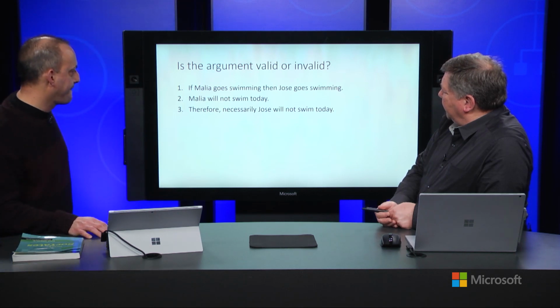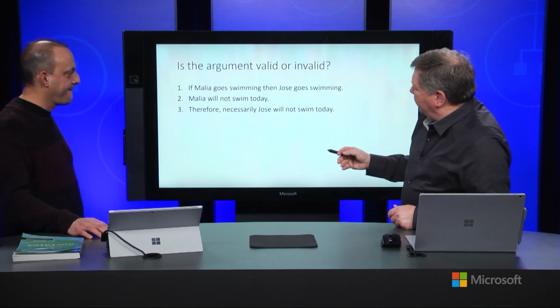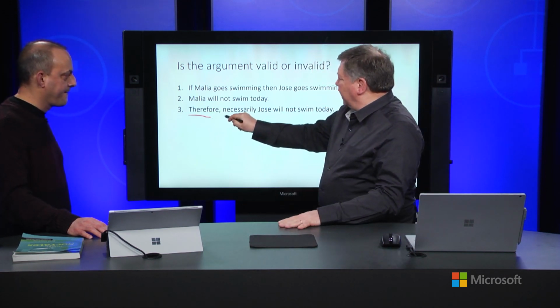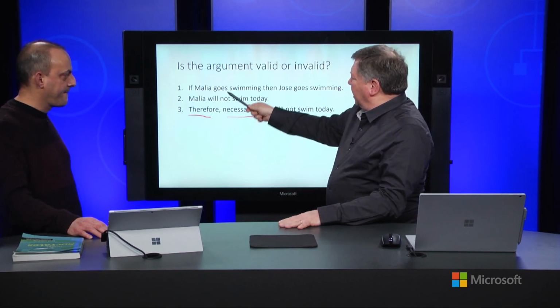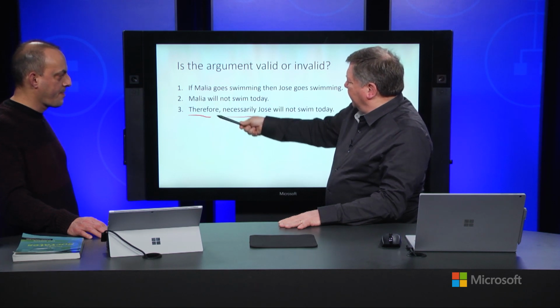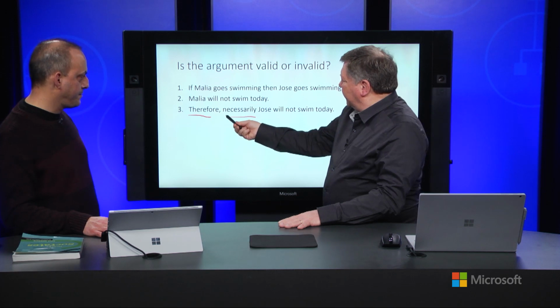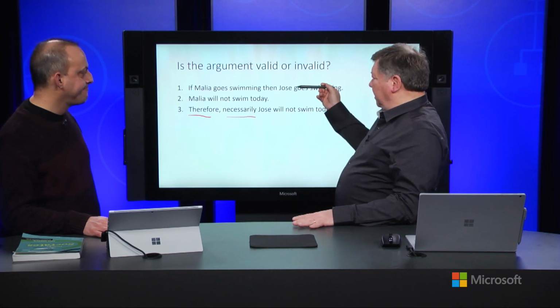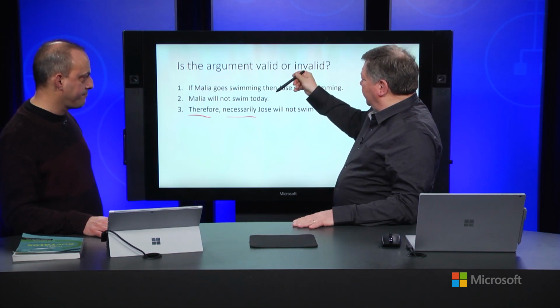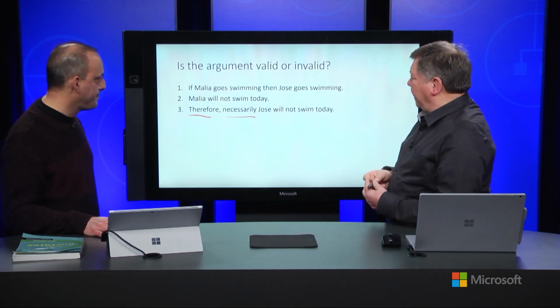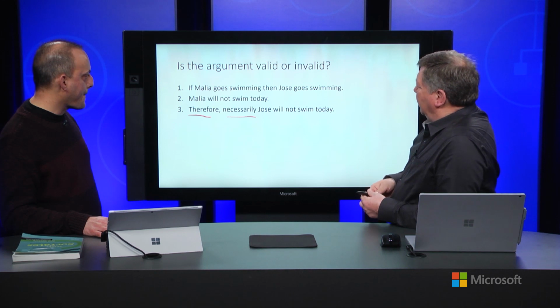Okay, so this is another deductive argument. What makes it an argument is the word therefore. What makes it deductive is the word necessarily. So this is an argument because we have premises offered for a conclusion. This is deductive because the word necessarily indicates that the claim is that if the premises are true, the conclusion must be true. That's right. So it's a deductive argument.